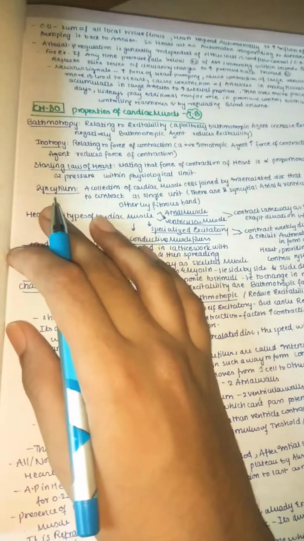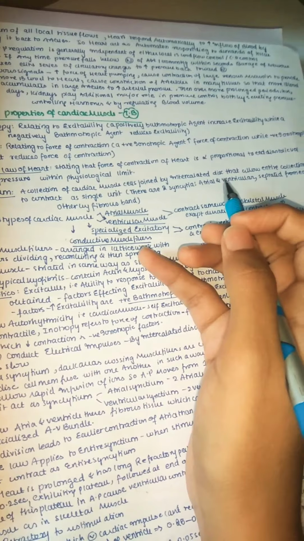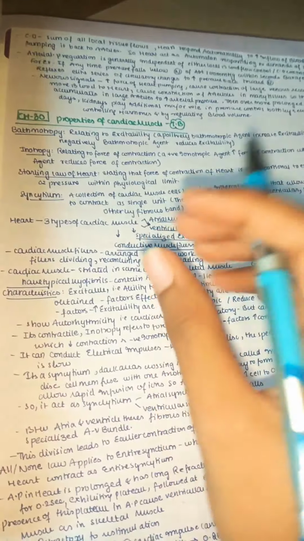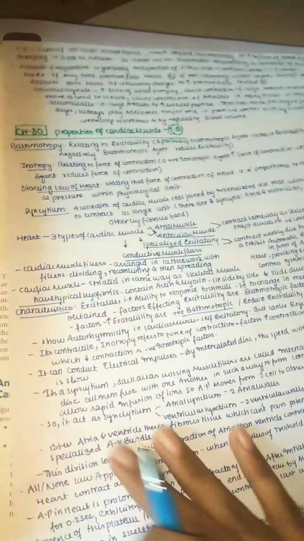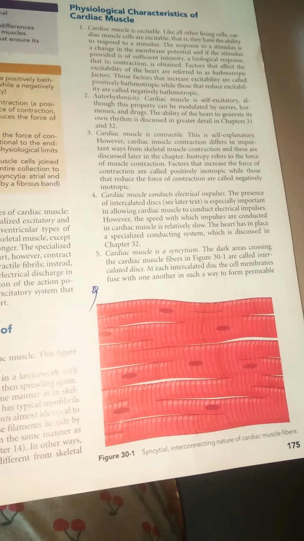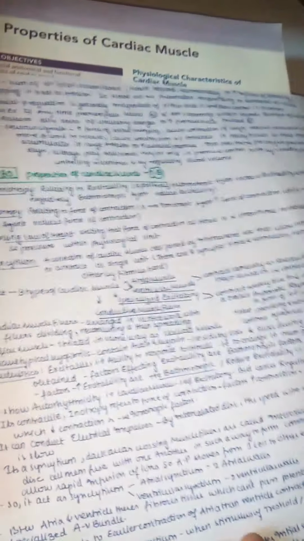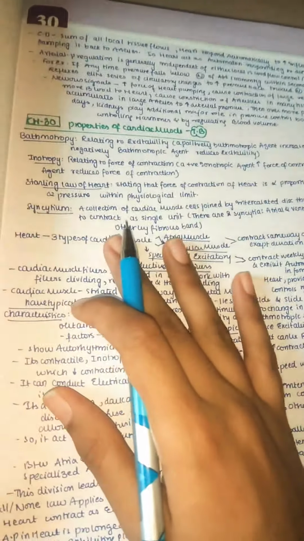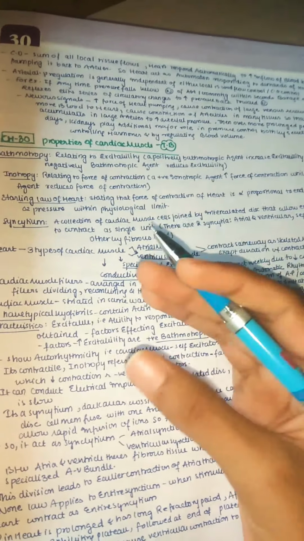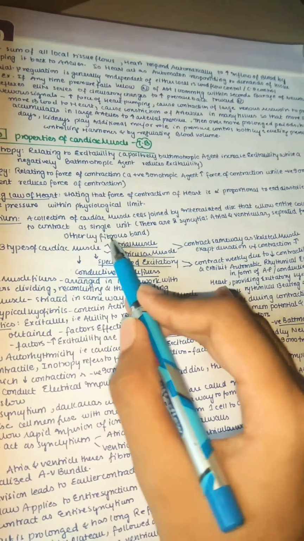Now let us see what a syncytium is. A syncytium is a collection of cardiac muscle cells joined by intercalated discs that allow the entire collection to contract as a single unit. This is the keyword here: a syncytium contracts as a single unit. If you see the cardiac muscle, you can see the intercalated discs. These intercalated discs are nothing but the gap junctions between one cardiac myocyte and another, which appear as an intercalated disc. So a collection of cardiac muscle cells joined by intercalated discs allows the entire collection to contract as a single unit.